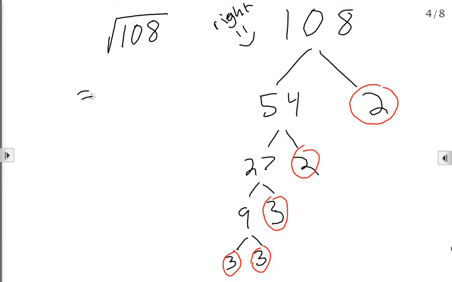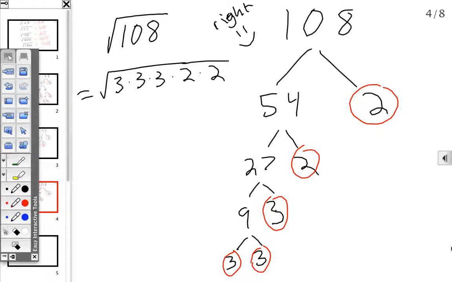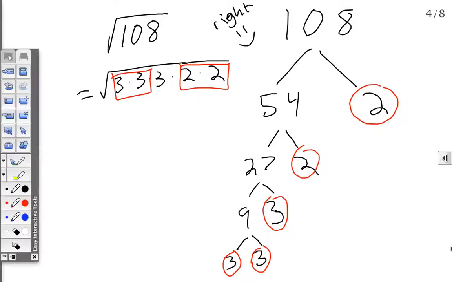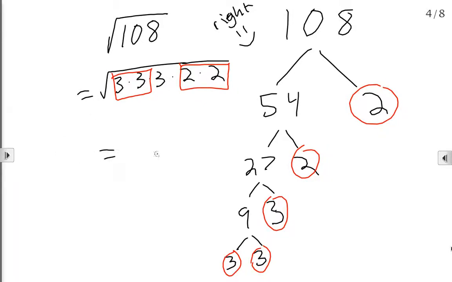So we can take the square root of 108 and rewrite it as 3 times 3 times 3 times 2 times 2. There are multiple pairs in this case. There's a pair of 3s right here. There's a pair of 2s right here. This 3 is all by itself. So when we write the simplified form, that 3 stays in the root. For this pair, we bring out 1. And for this pair, we bring out 1.